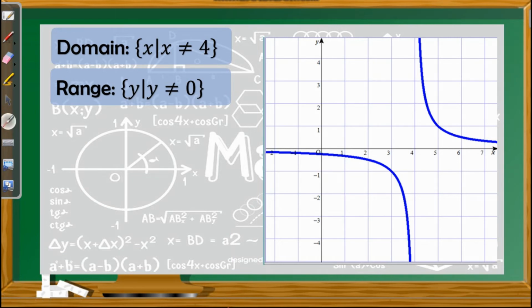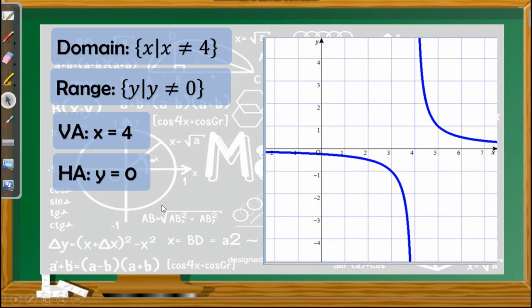As for the vertical asymptote, since the two graphs did not pass through 4 on the x-axis, there is a vertical asymptote that is present here. Therefore, the vertical asymptote is given by x equals 4. Next, for our horizontal asymptote, looking at these two graphs, both of them are not passing through y equals 0, this horizontal line. Therefore, HA is equivalent to y equals 0. And since we have HA, therefore, there is no oblique asymptote.